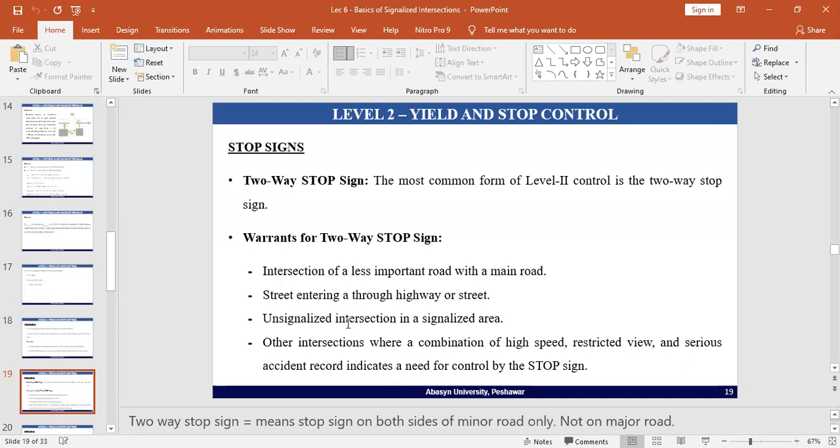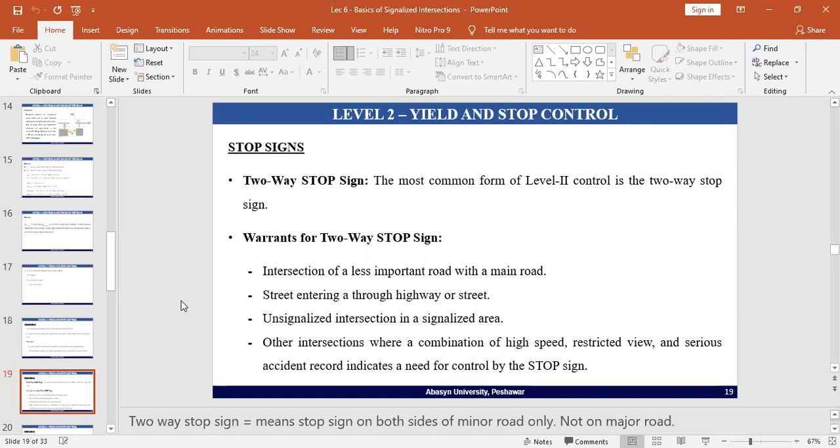Unsignalized intersection in a signalized area. Other intersections where a combination of high speed restriction and serious accident record indicates the need for control by the stop sign. So one you have yield sign and one you have stop sign.